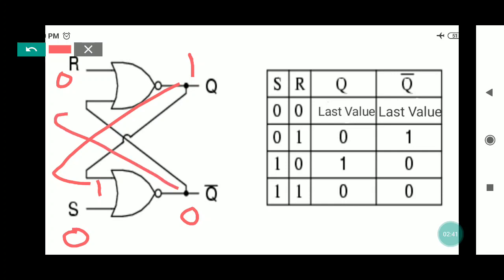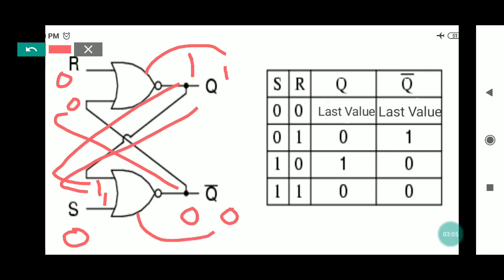This 0 comes here. Now both the inputs are 0, 0, so again it will give 1 at the output side. This 1 will again come to the input of second NOR gate, and this NOR gate again gives 0. Okay, so the thing is this, we took 1 and 0 as Q and Q bar, and we got the same value 1 and 0 as Q and Q bar.